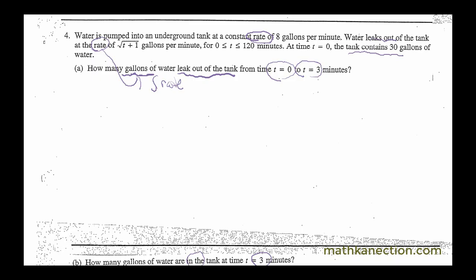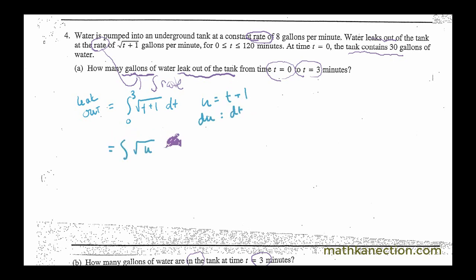So in part A, we made our plan that we were going to antiderive the rate of the water leaking out of the tank. So to find out how many gallons leak out of the tank, antideriving from 0 to 3, that rate equation, which was the square root of t plus 1 dt. Then antideriving, you use substitution. u is equal to t plus 1. Derivative of that is just going to be dt. So our integral is going to be the square root of u du.